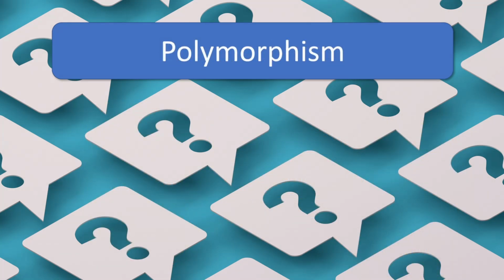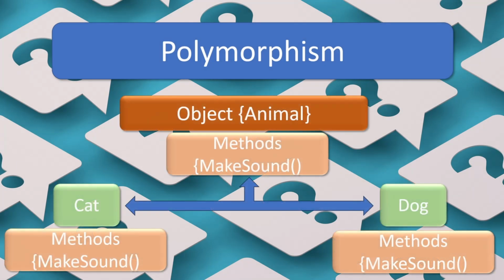Polymorphism. This is a feature of object-oriented programming languages that allows a specific routine to use variables of different types at different times. Polymorphism in programming gives a program the ability to redefine methods for derived classes.